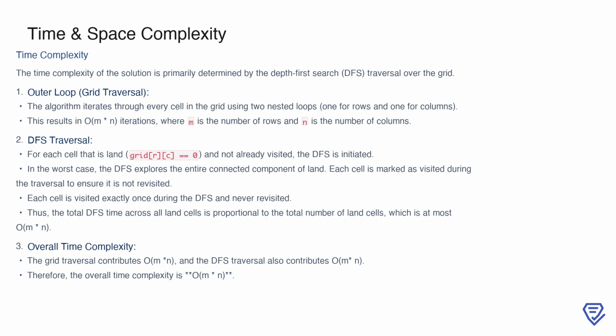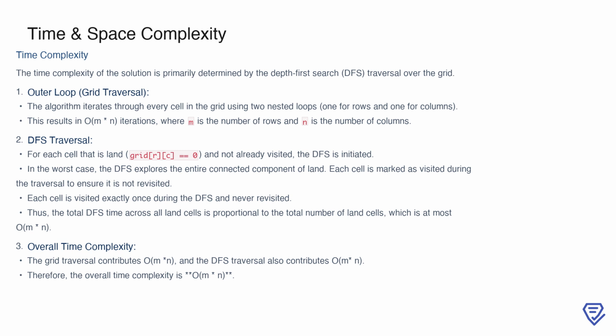The time complexity of our solution is primarily influenced by the depth-first search, or DFS, operations conducted over the grid. First, the algorithm traverses the entire grid using two nested loops, one iterating through rows and the other through columns. This outer loop ensures that every cell in the grid is visited once, resulting in m*n iterations, where m represents the number of rows and n the number of columns.